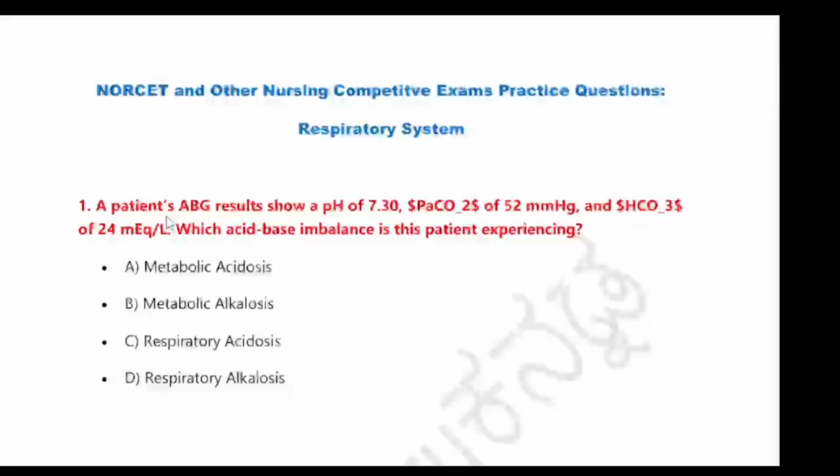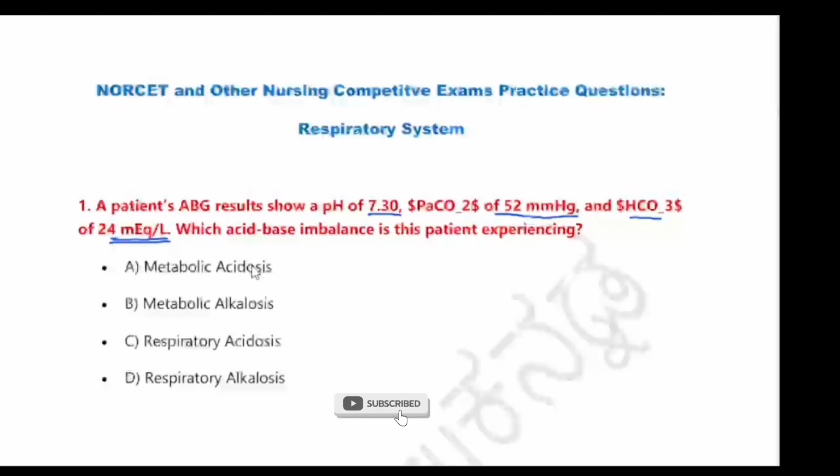A patient's ABG results show a pH of 7.30, PaCO2, that is partial pressure of carbon dioxide, is 52 mm of Hg. Then bicarbonate is 24 milliequivalent per liter. Then which acid base imbalance is this patient experiencing? See, this question is related to ABG.